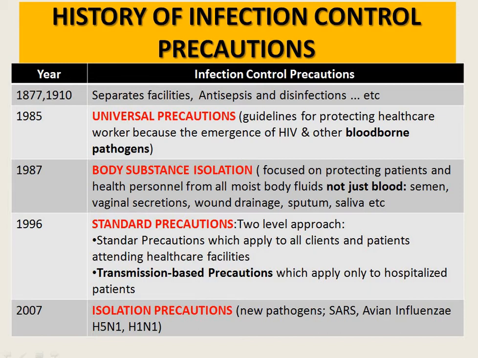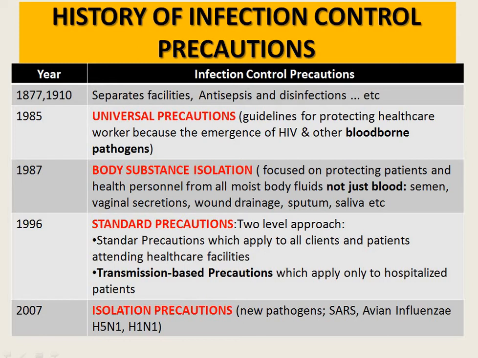In 1987, body substance isolation was introduced, which focused on protecting patients and health persons from all moist body fluids, not just blood, but semen, vaginal secretions, wound drainage, sputum, saliva, etc., which were found to be pathogenic. Later, in 1996, came the standard precautions, which have two levels. Number one, the standard precautions, which apply to all clients and patients attending healthcare facilities, and also the transmission-based precautions, which apply only to hospitalized patients.